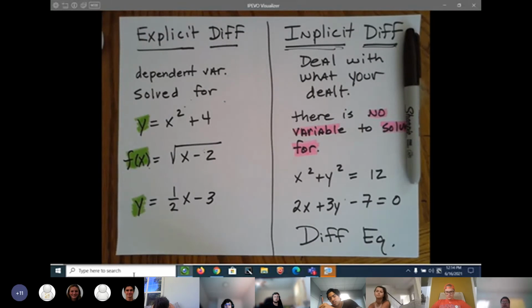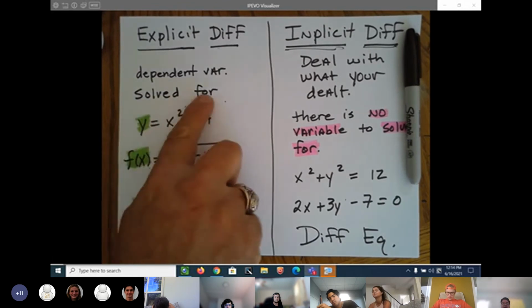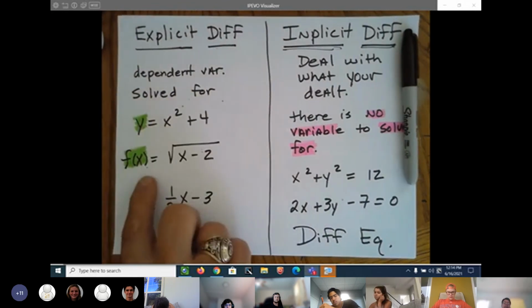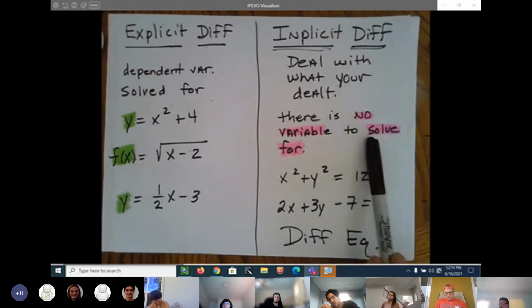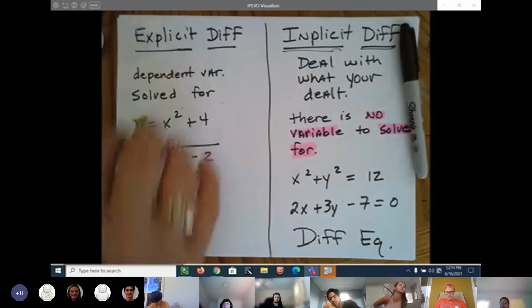Explicit differentiation is what we have been doing in chapter 3 up until today or yesterday. Explicit differentiation is when you have a variable that is what? Solved for. So you need to write that down. That's explicit differentiation. Implicit differentiation is when the variable is not solved for.